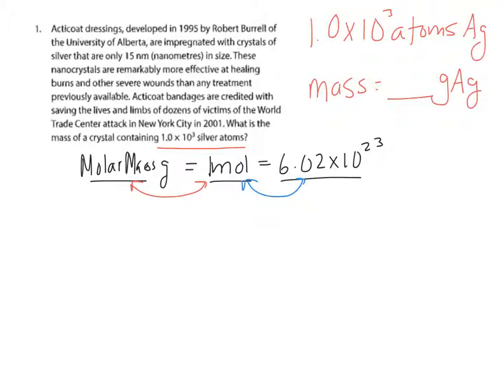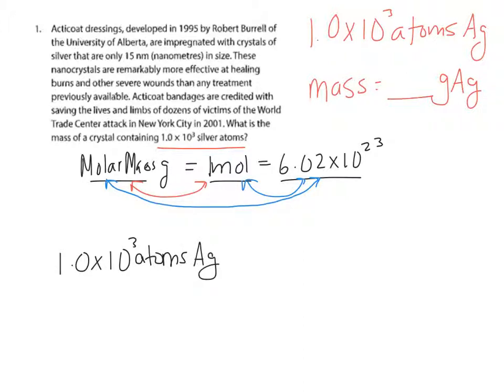And now we're going to use this in a way where we can go directly from the grams to the count. Since they're all equal, I can use any two of these as a ratio to convert from one unit to a different unit. So if we started with 1.0 times 10 to the 3, which is just 1,000 atoms of silver, that is a lot less than a mole of silver, and we want to find out how many grams of silver that is.